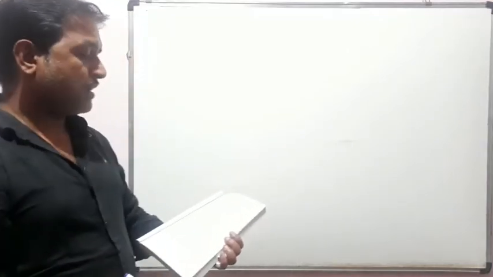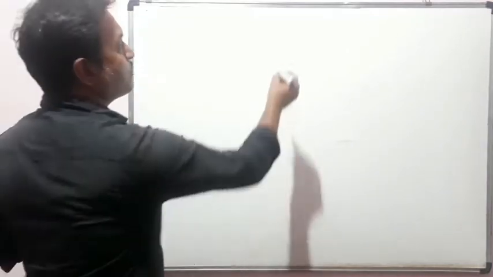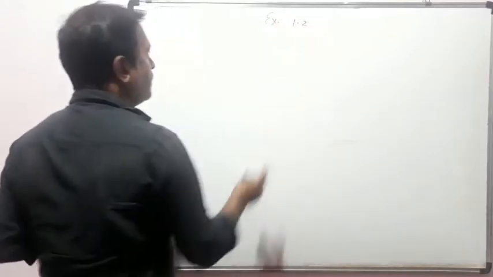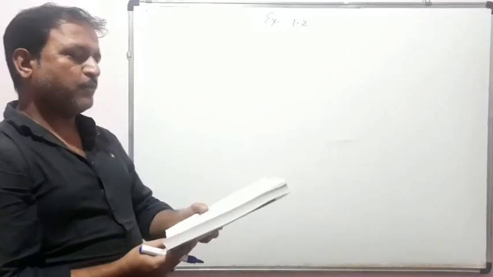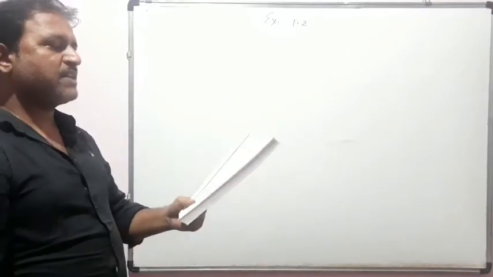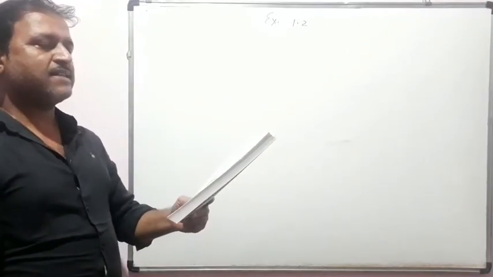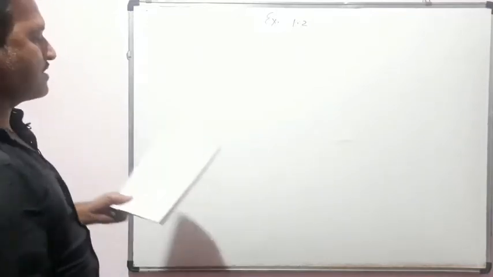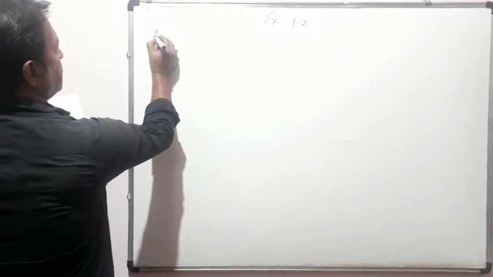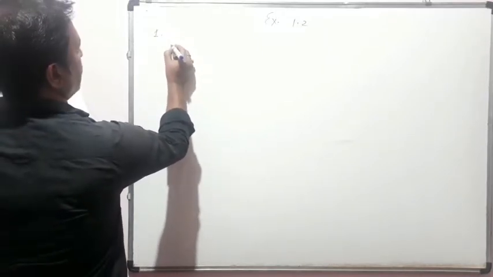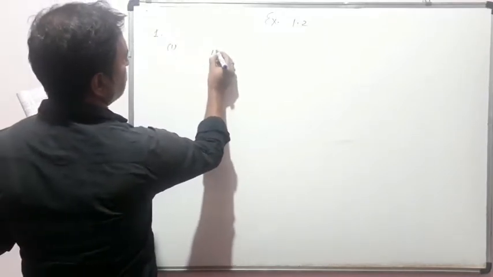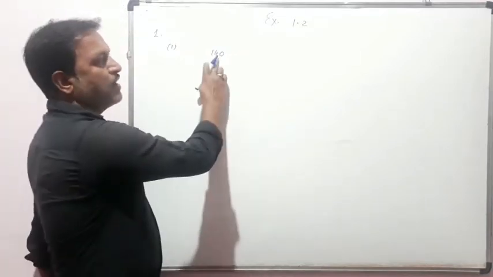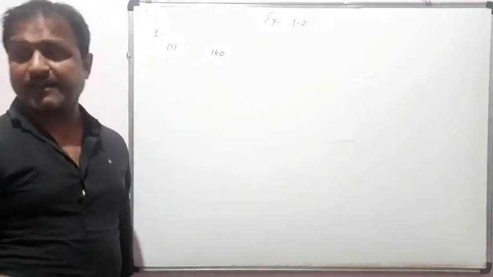So for the given numbers, we see exercise 1.2. In the first question, you have to express each number as a product of its prime factors. For example, the first one is 140. So we have to factorize 140 into prime factors.